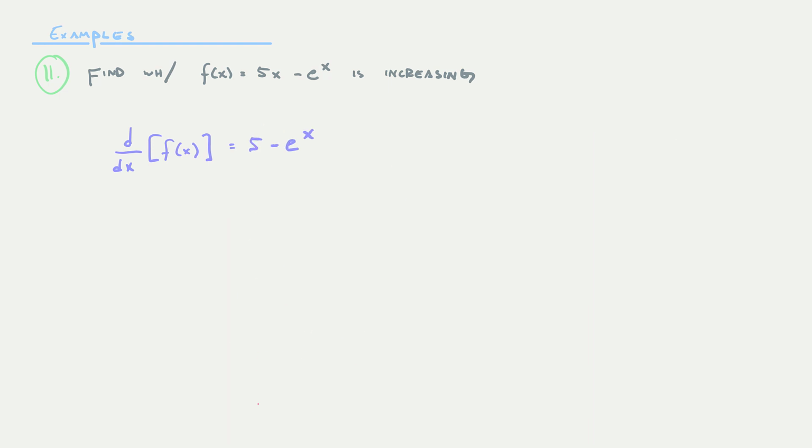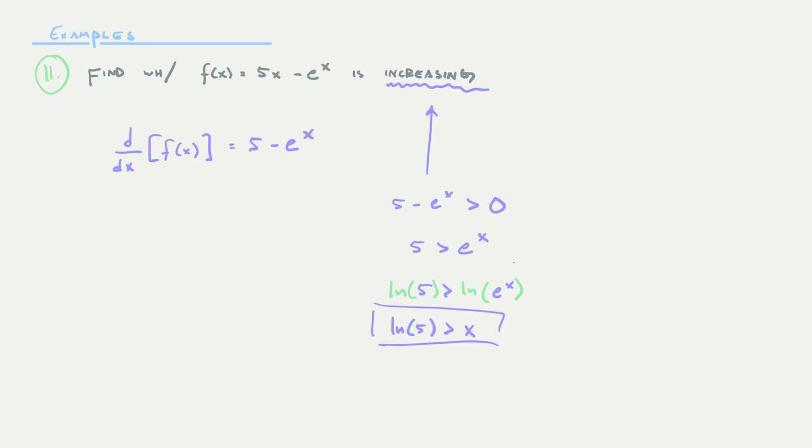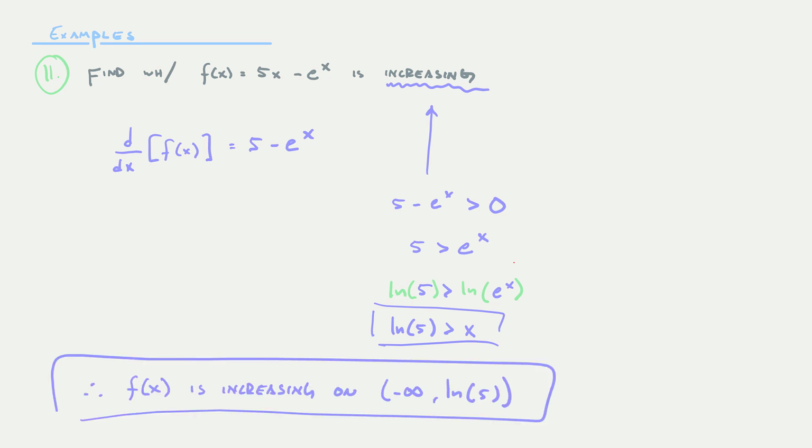So here's our derivative. Now we want to figure out where this is positive because we need to know where 5x minus e to the x is increasing. That's where its derivative is going to be positive. So let's just set this thing greater than 0 and solve. First thing I'll do is I'll add e to the x to both sides. To undo the exponentiation of e here, we'll take the natural log of both sides. The natural log of e to the x is just x. So as long as x is bigger than the natural log of 5, and I don't know what that is, it's something less than 2, I think. But in any case, f of x is increasing on the interval negative infinity to the natural log of 5.